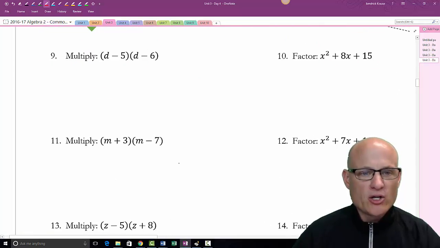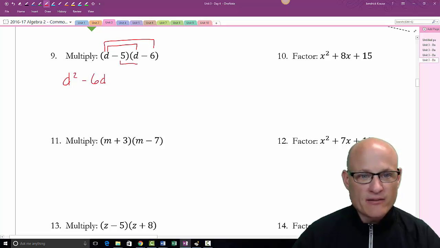So we are going to double distribute here. We're going to multiply d times d, we get d squared. We're going to multiply d times negative 6, and we get negative 6d. We multiply negative 5 times d, we get negative 5d. And negative 5 times negative 6 is positive 36. Oh, excuse me, positive 30.